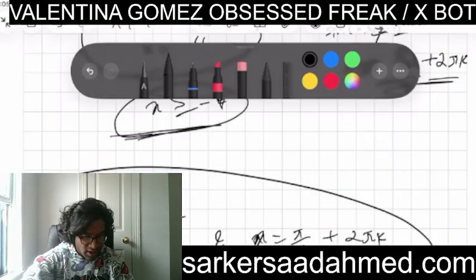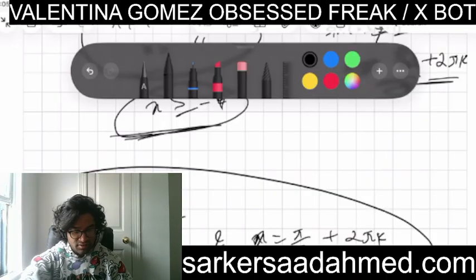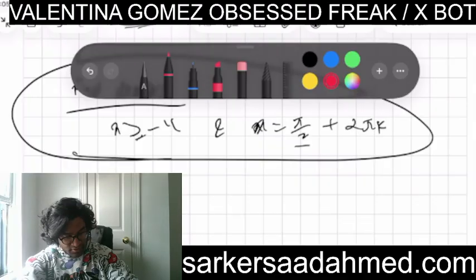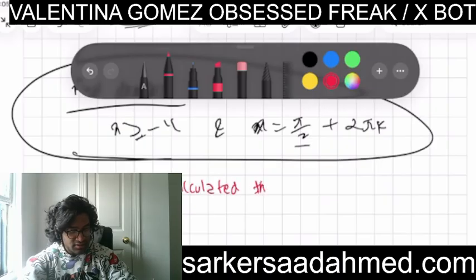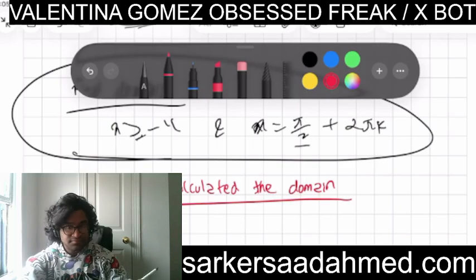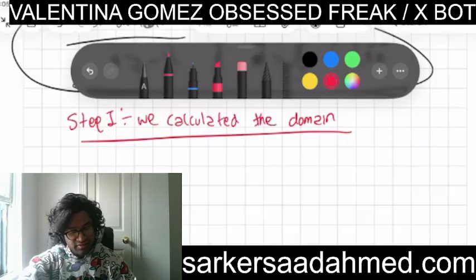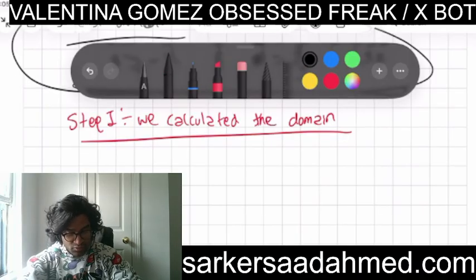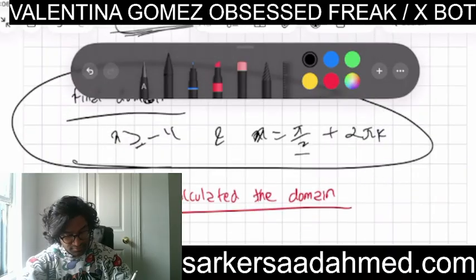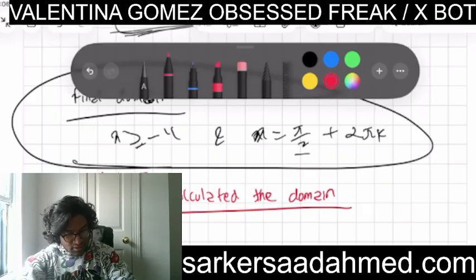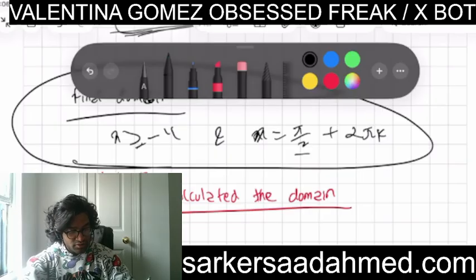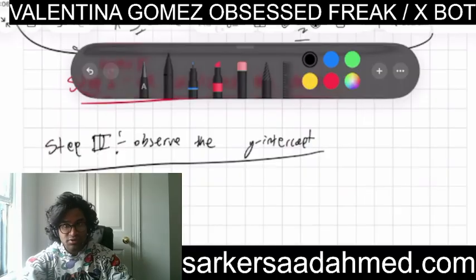So first up, you need to calculate your domain. So domain first. So here, step 1, we calculated the domain. Now we need to observe the intercept. Step 2, step 3. Step 3, observe the y-intercept. Let's go back to your equation.